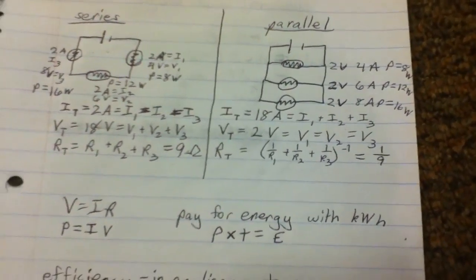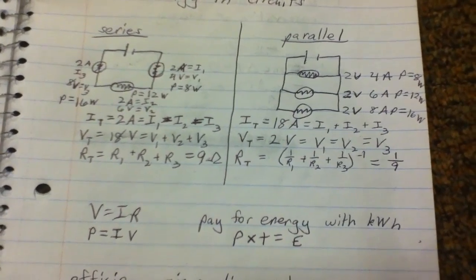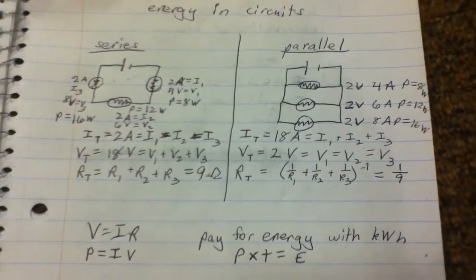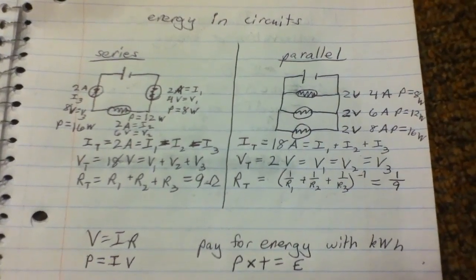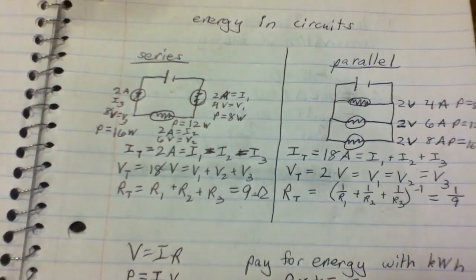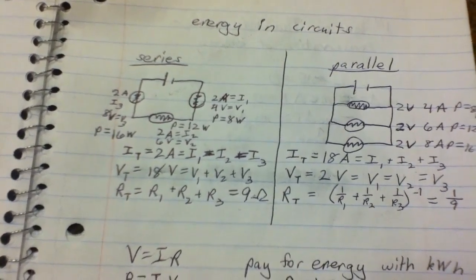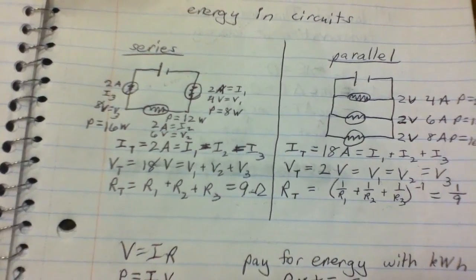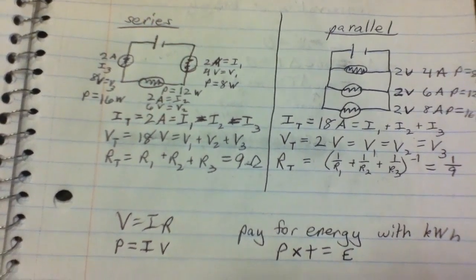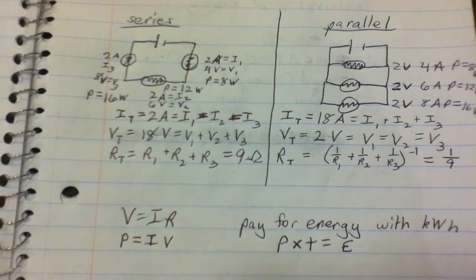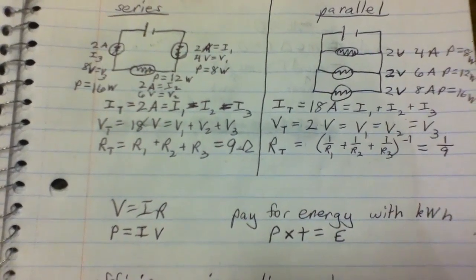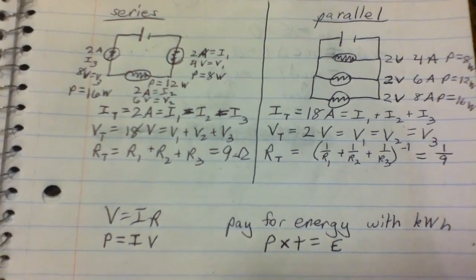And then for the energy used in a circuit, you would do the power times the time that you used it, and the power is the current times the voltage of the system. And in ours, the power of each individual resistor would be 8, 12, and 16. And then you multiply that by however long you used it to get the kilowatt hours, which is how the energy would be counted for the bill.